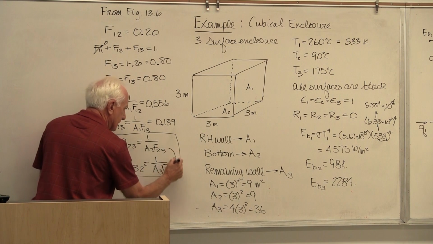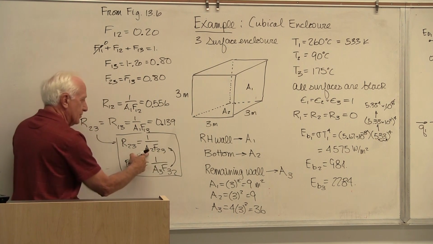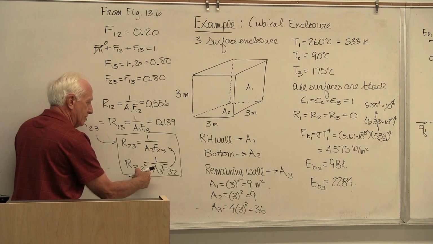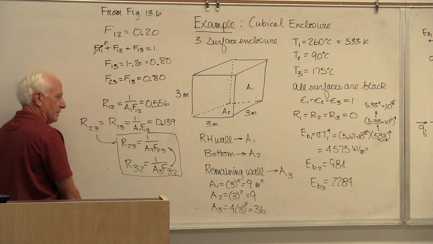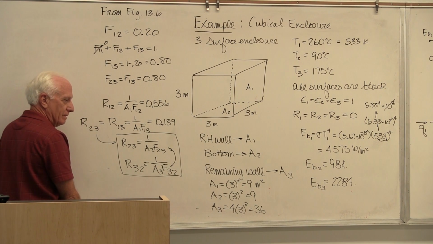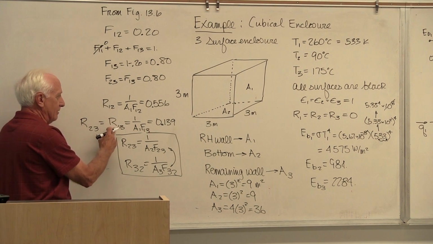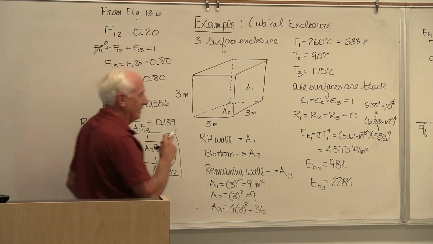Don't forget reciprocity. A2 F23 equals A3 F32. Conclusion: it doesn't matter the order of the subscripts because of reciprocity. R23 equals R32. R21 equals R12. R13 equals R31. It doesn't matter.